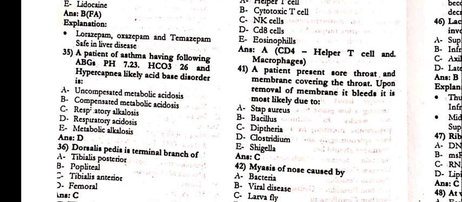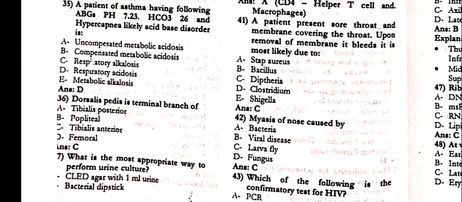Next, 35, the patient of asthma having the following ABGs: pH 7.23, bicarb 26 and hypercapnia. The likely acid-base disorder is respiratory acidosis. 36, dorsalis pedis is the terminal branch of the tibialis posterior.